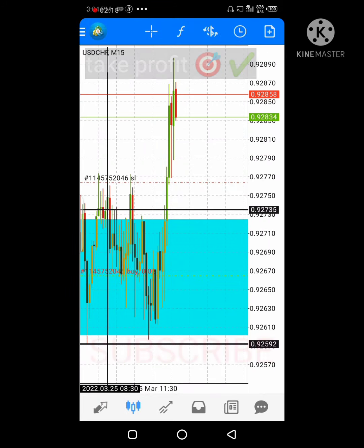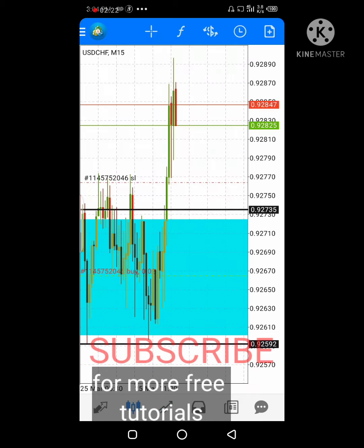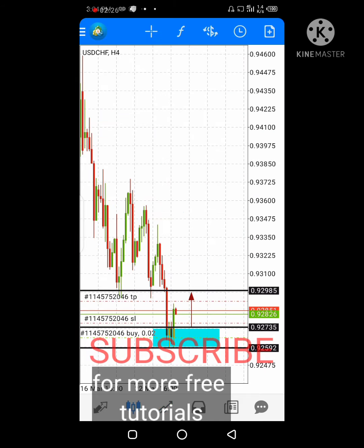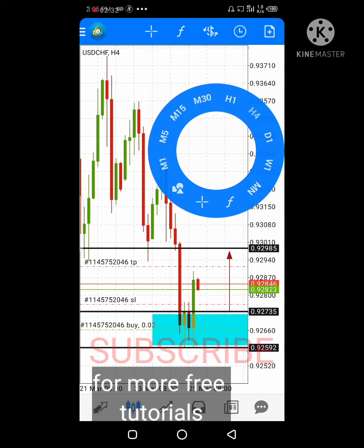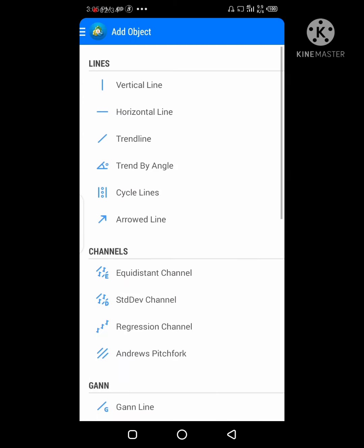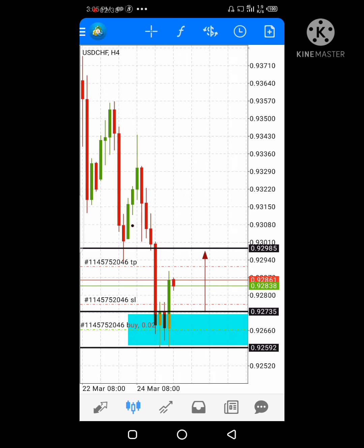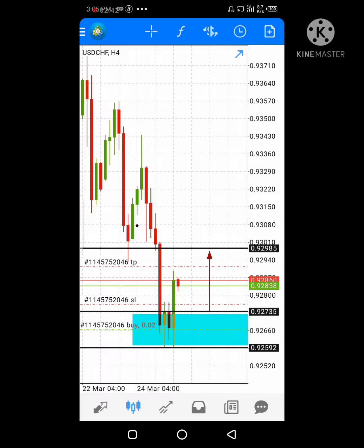Again, the result is out. I just set mine to break even. So you can see the main confirmation was a hammer. You can see my confirmation right here was a hammer.